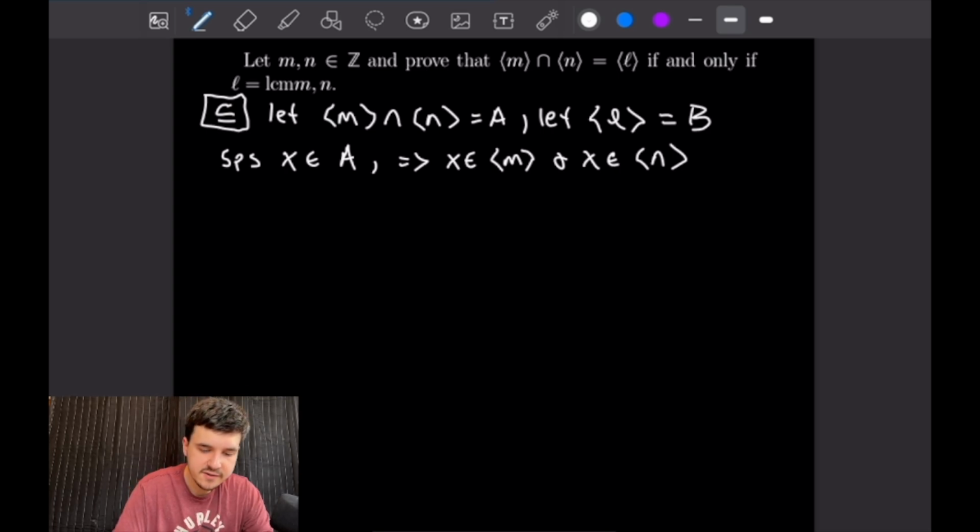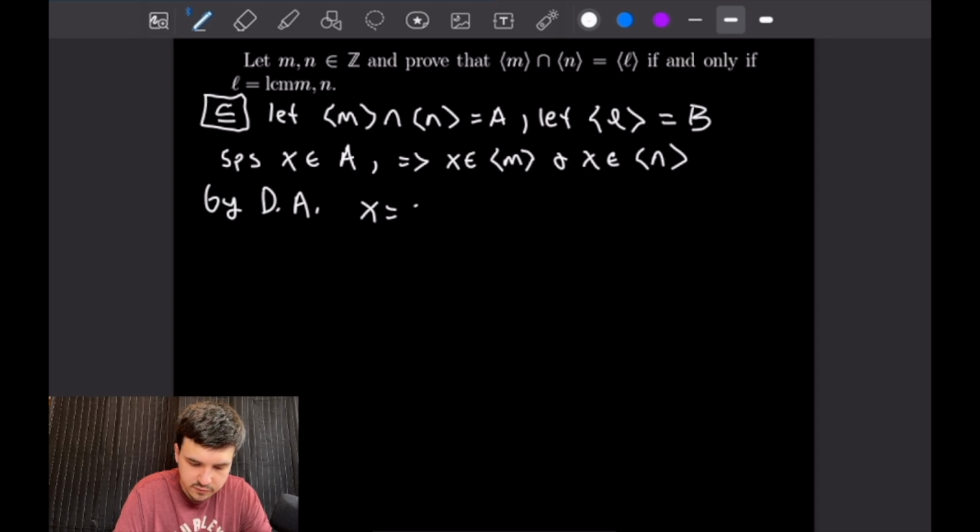And so then we can use the division algorithm here. So I'll go ahead and write that. By the division algorithm, which I will abbreviate DA, we can write x in the following way, where x is equal to q times L, where L is the LCM as stated in the problem. And we have plus some r with the following inequality, where r is greater than or equal to 0, which is strictly less than L here.